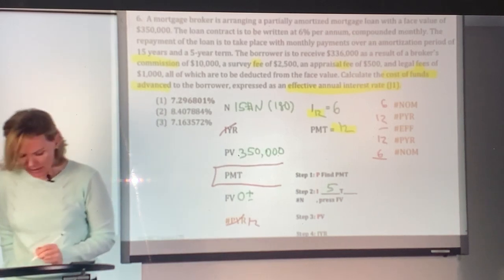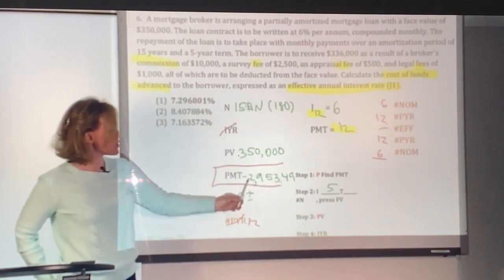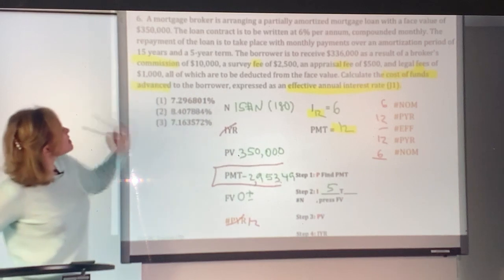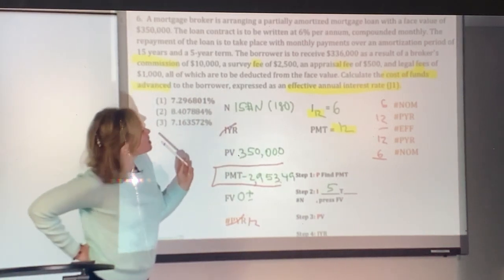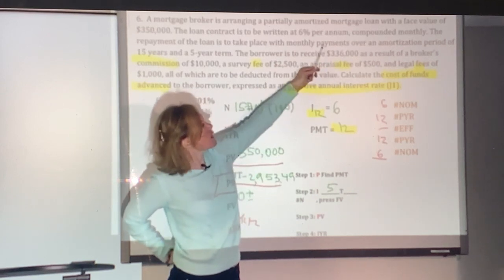Mine came up to negative 2953.49. Okay, so is that what you got? So 2,953.49. Let's look back at the question and see what they want us to do with the payment in here. All it says is the monthly payments over the amortization period of 15 years. So nothing has been mentioned about the payment.